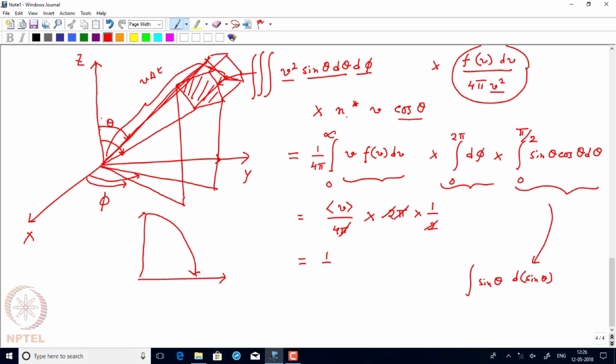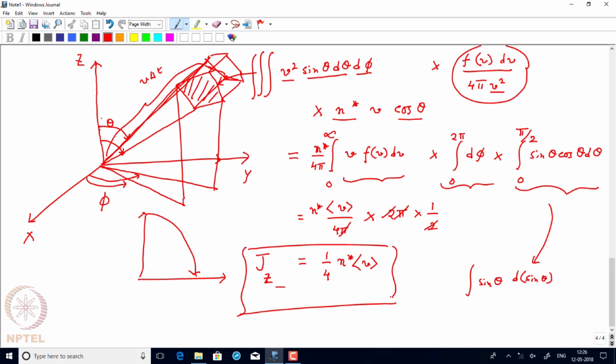We had an n star also here. I did not write it, so I will have n star over 4 pi, and I will have n star into v. So I will have 1/4 n star into average velocity. This is basically the expression for my flux up to this point, but this flux is the net downward flux. So I can write a minus sign for that because it is just the flux describing the downward thing. Up to this, I have a somewhat general expression for the flux.